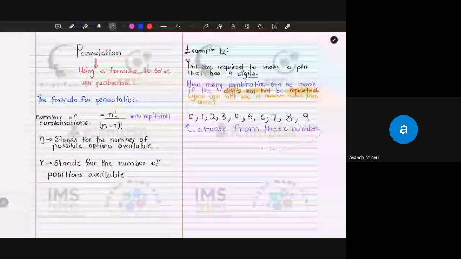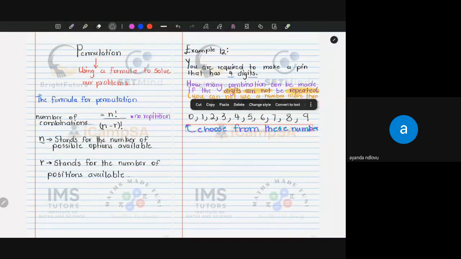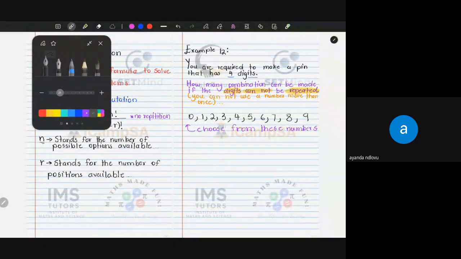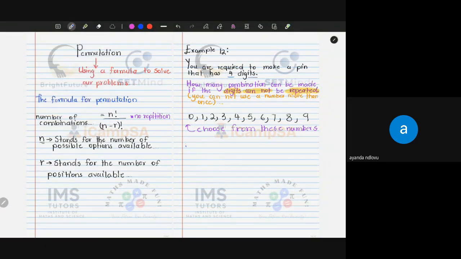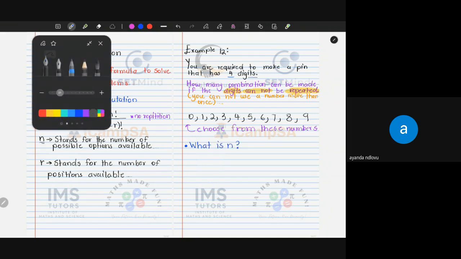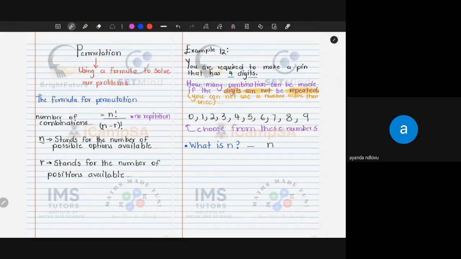So now the question, guys, becomes what is n if we wanted to use this formula, n factorial divided by n minus r all factorial? Anyone, guys?